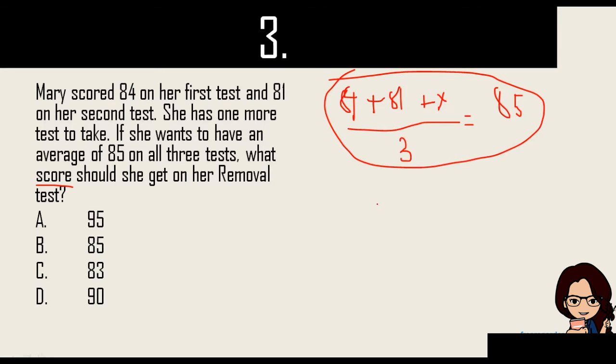This is the technique we siblings use. Okay, so your target is an average of 85. Now, for 85 to be the average, the easiest way is for all three scores to be 85. Okay, so this is your goal.